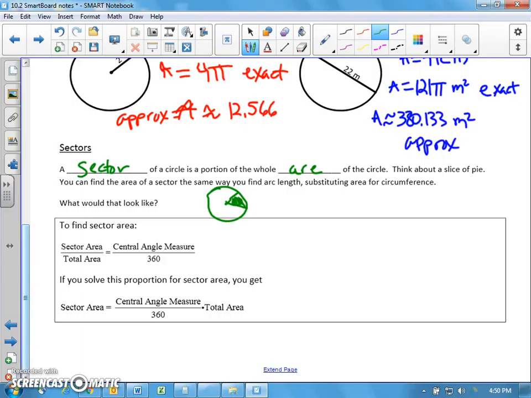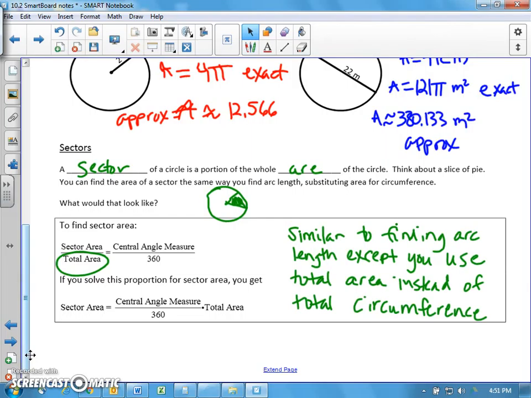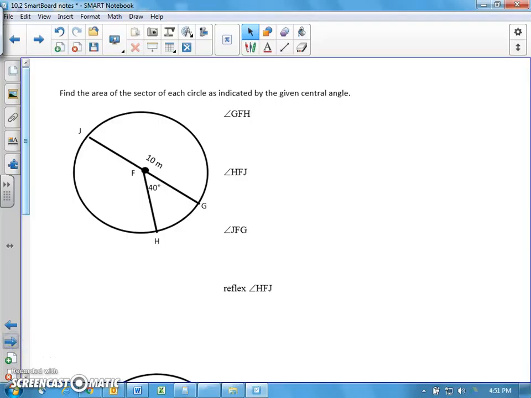To find your sector area, this is a lot like you finding your arc length, except you use total area here instead of total circumference. So just make sure that you remember that it's really just a piece of the area, so you'll find the area and then figure out which piece you want. So let's look at a couple examples here.